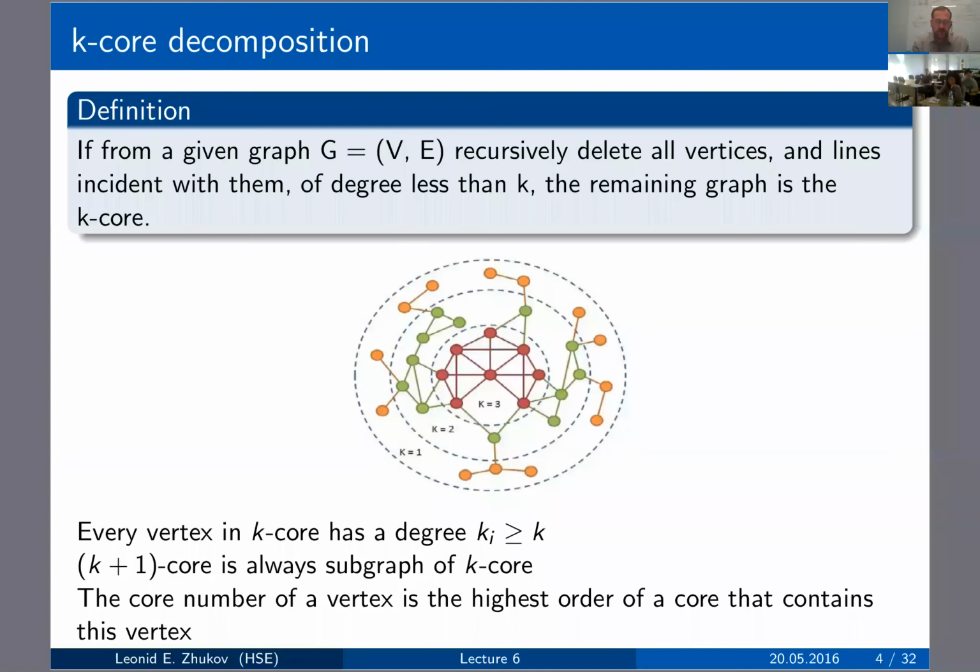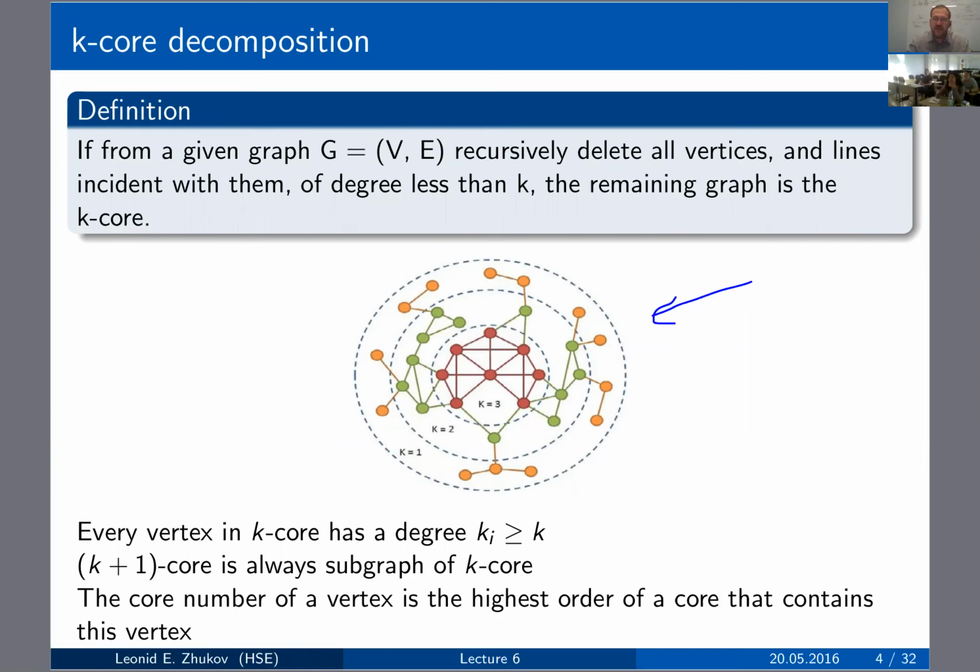So what's a K-core? Well, there is a formal definition. The definition we're going to use today is a constructive definition, so it defines things by construction. The idea is the following. If we take a graph, and recursively delete all vertices, and lines incident with them, so we delete all the vertices of degree less than k, the remaining graph will be called a K-core graph.